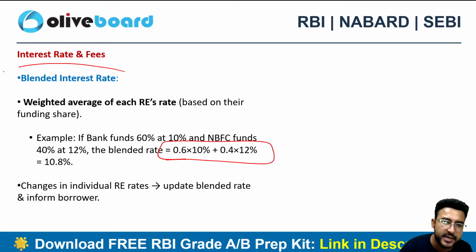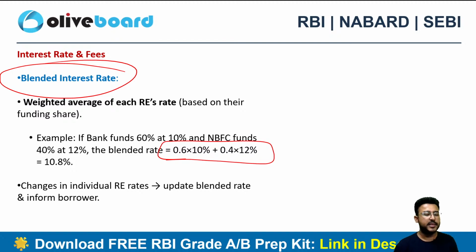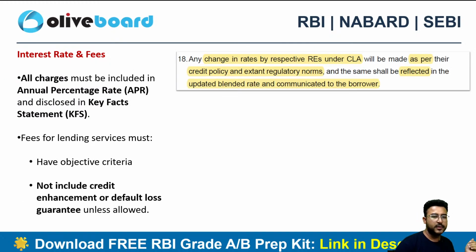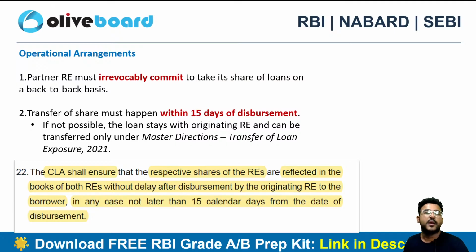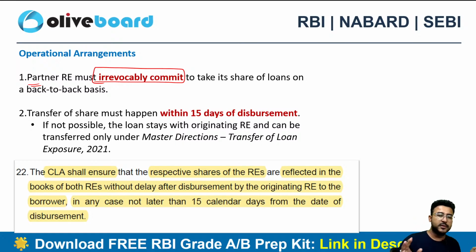And that's what the blended interest rate is all about, right? It's nothing but a weighted average rate for each regulated entity. All the charges need to be clearly disclosed in the annual percentage rate here, right? It should be clearly disclosed, and the partner RE should irrevocably commit. The commitment should be completely irrevocable here, right? You cannot walk back from the transaction, you cannot exit the transaction once you have entered. That's what irrevocable commitment means, right?